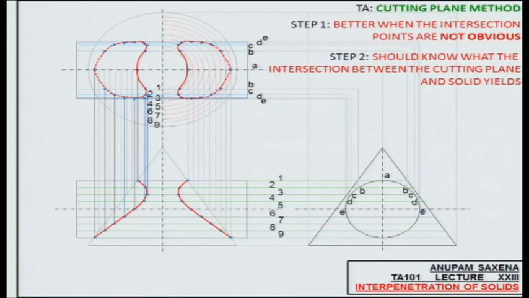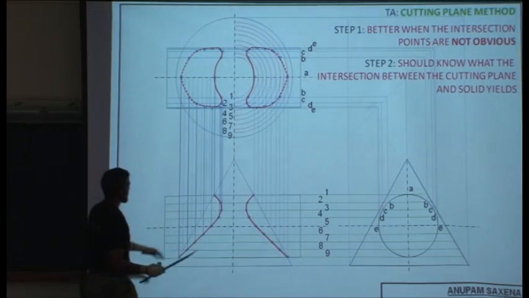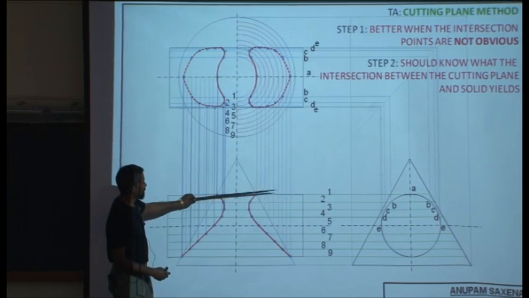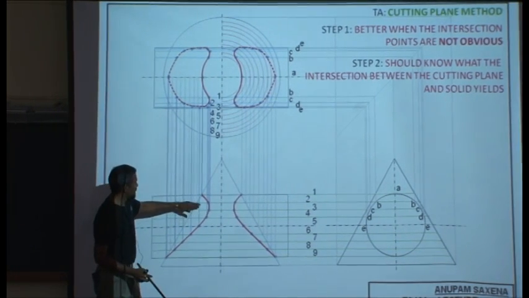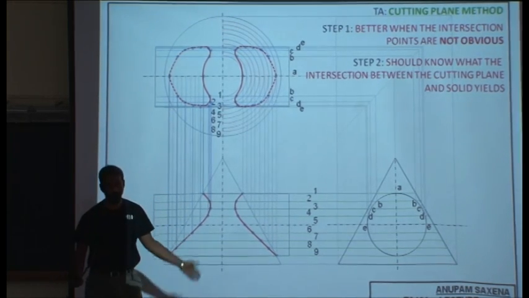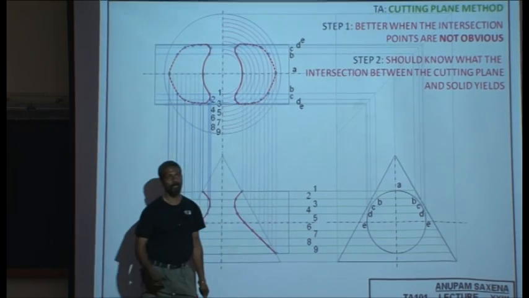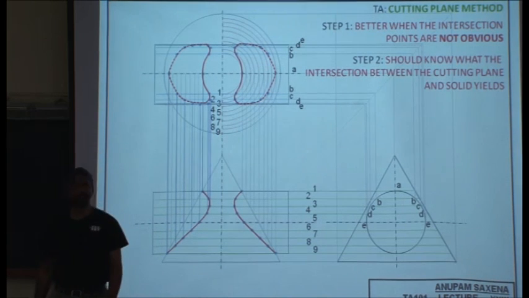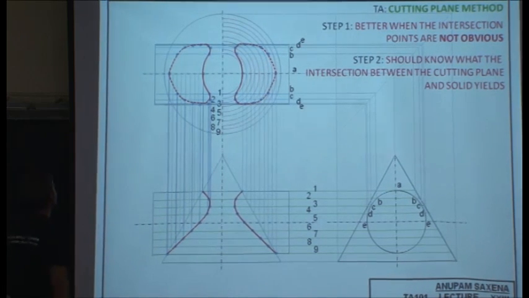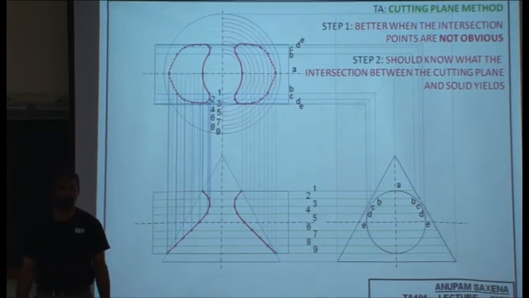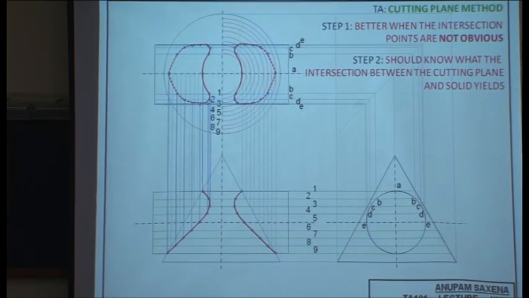Step number 2, you should know what the intersection between the cutting plane and solids yields. For example, if I cut through this assembly of the cone and the cylinder through these horizontal planes, the intersection between the cone and the horizontal plane will be a circle, of course, and the intersection between this cylinder and the horizontal plane will be a rectangle. So, eventually determining intersection would boil down to determining the intersection between the circles and the rectangles in the top view. Okay. So, this step is critical.